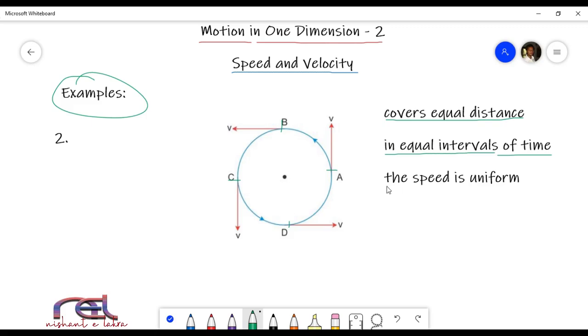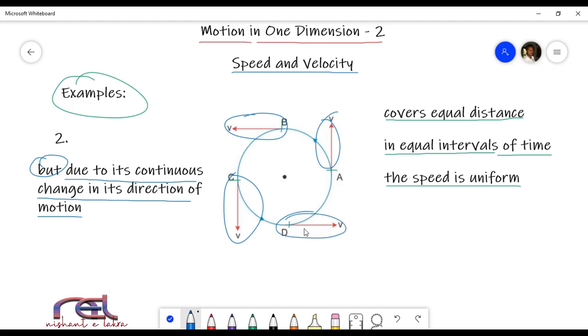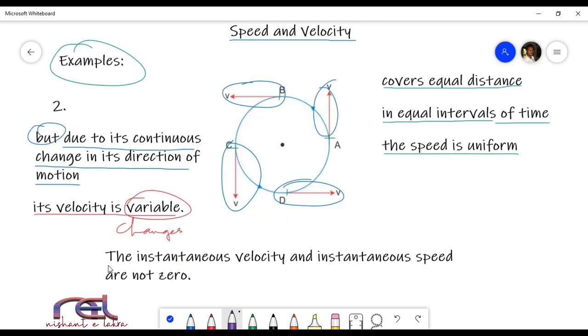Here the speed is uniform because the time taken to cover D to A, A to B, B to C and C to D is the same. But because there is continuous change in the direction of motion, its velocity is changing, right? Its velocity is variable. It's not uniform, it's variable because there is continuous change in its direction of motion. So the instantaneous velocity and the instantaneous speed is not 0.